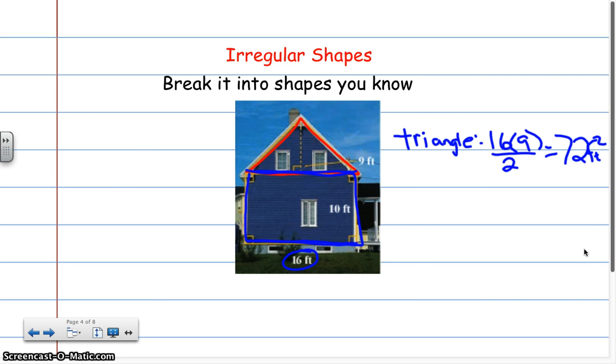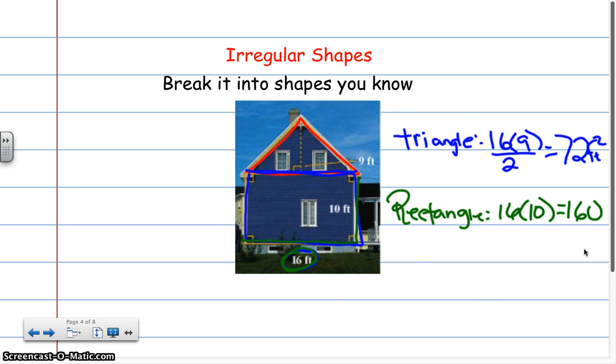Now the bottom part of my house is a rectangle. Because this is 16, and it looks like a square, right? But the other one's 10. Yeah, the other one's 10, right? So it's a rectangle. My area of my rectangle that looks like a square, I agree with you, class, is 16 times 10, which is 160.